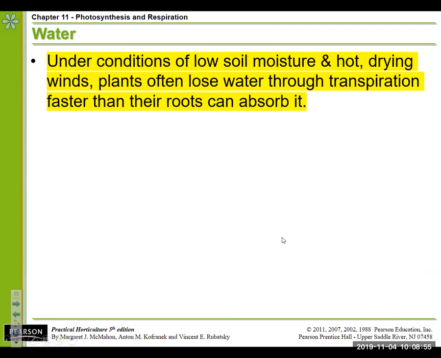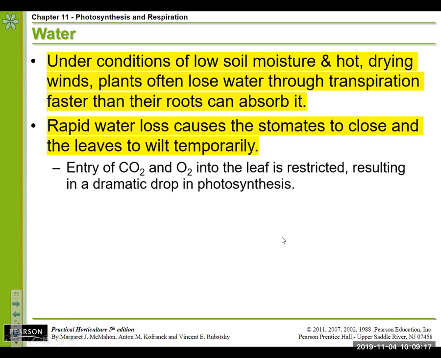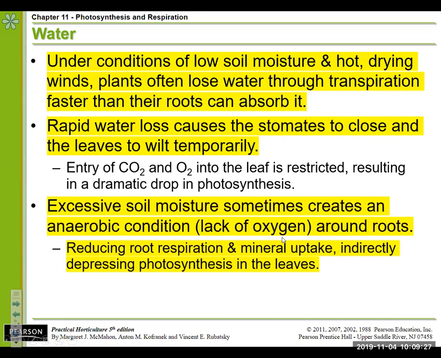Water also plays a very important role, as we saw earlier, in terms of making the carbohydrate. Takes the carbon, takes the water together, that's carbohydrate. If we have low soil moisture but hot and drying winds, then it will cause them to lose water through transpiration faster than their roots can absorb it. And that rapid water loss is going to cause those stomata to close and will temporarily cause the leaves to wilt. And there are some crops that we see that are basically constantly like that.